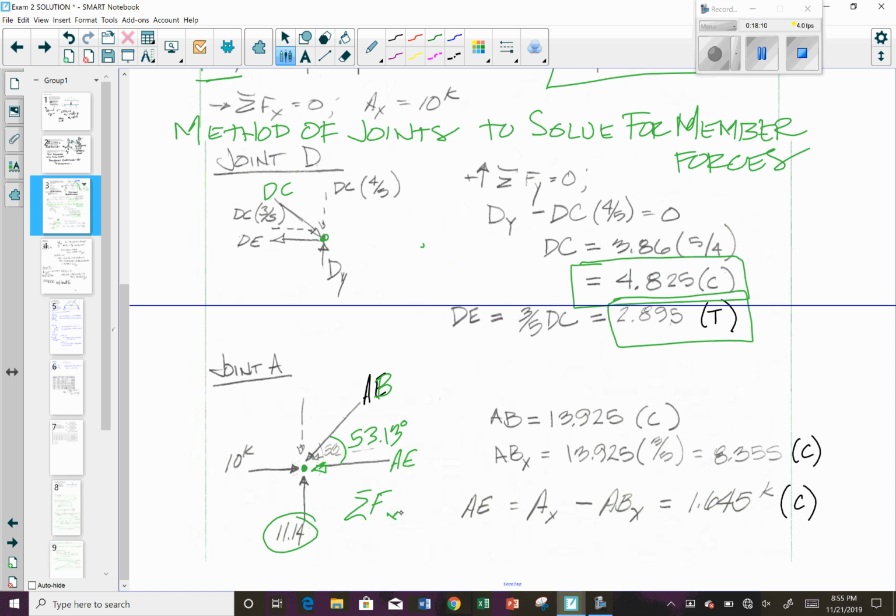So here, this is AE. Summing up in the X direction, this equals 0. Make this go positive, so that I have this AX component. This AX is the 10 kips. This is your A sub X, minus, because I have it going in this direction, minus ABX, the horizontal component of AB. This gives me 1.645 for member AE. And this is in compression. So both of these are in compression.